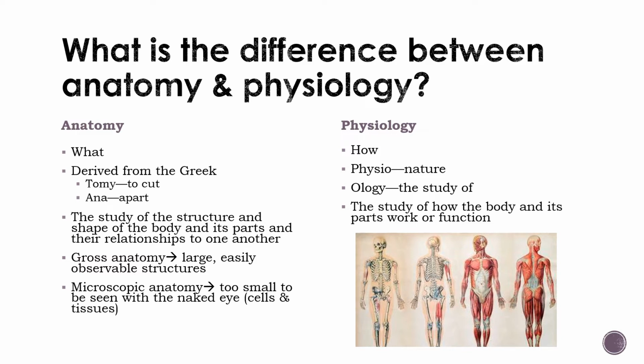Gross anatomy is the large and easily observable structure, so this is what I can see just by looking at you, by assessing your external appearance, having you open your mouth, etc. Microscopic anatomy is too small to be seen with the naked eye, so this is like your cells and your tissues. This requires something a little more invasive, whether that's drawing blood or cutting somebody open.